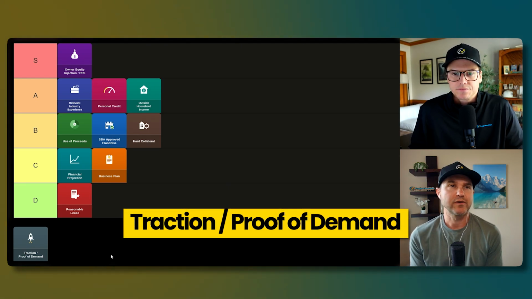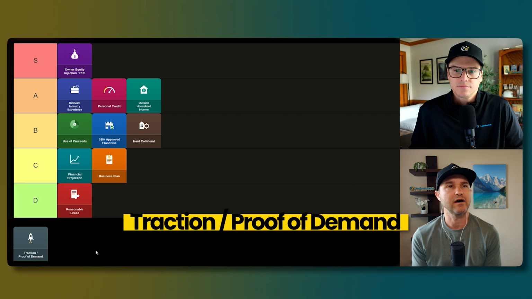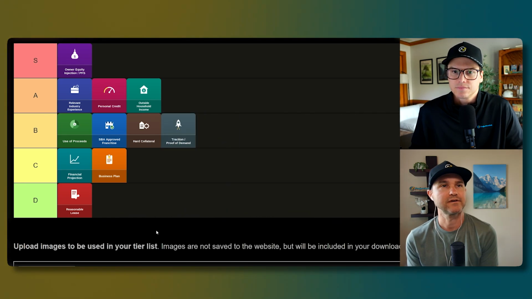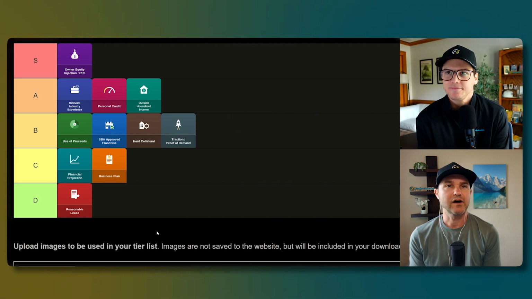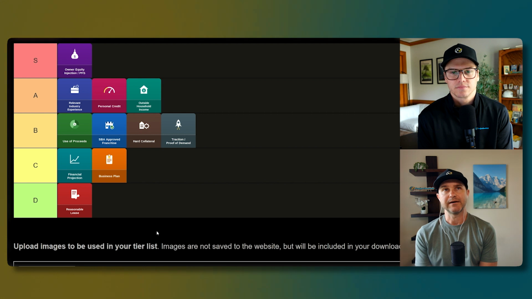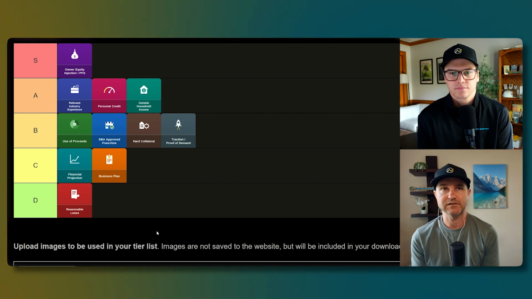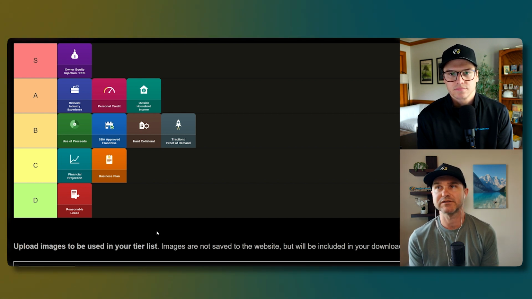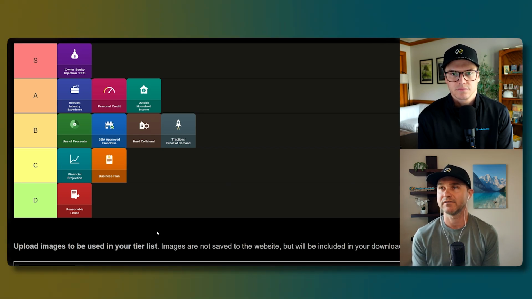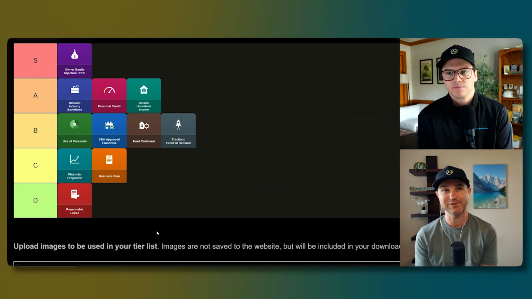Okay, traction and proof of demand. I think I'll put that at a B. I'll have a nice little bell curve there. I think it's really nice if you can show some traction or proof of demand. I was talking to a client this week who was looking to start up a Pilates studio, and she had already pre-sold 75 people on a $3,000 annual amount. And I think she'd already collected all of that cash, which is really incredible.